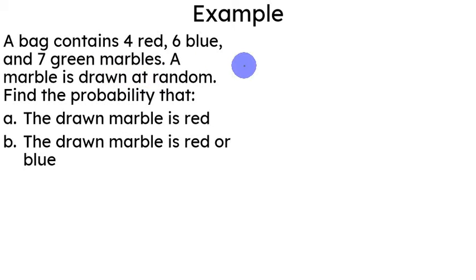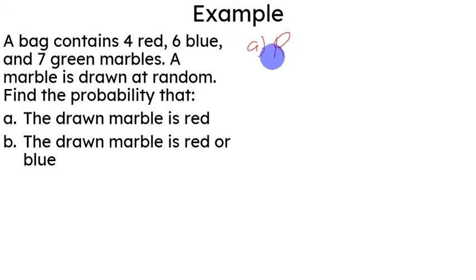Alright, so first we're asked to find the probability that the drawn marble is red. So let's have that, and I'm going to use red ink for that. So the drawn marble is red. I'm going to use capital letter R for that. Okay, so we know that in our sample space we have 4 red, 6 blue, and 7 green.